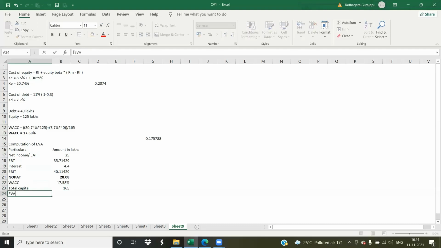So what is EVA? EVA is equal to NOPAT minus WACC into total capital. So we get a negative EVA, is it? Just check. Yes, correct. So this is the EVA. So this is the solution to the problem.